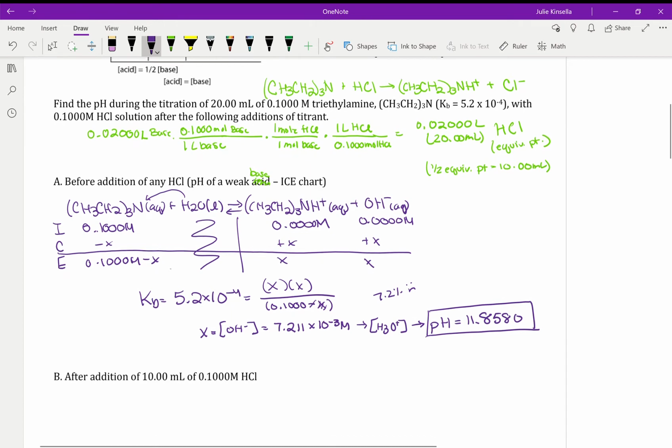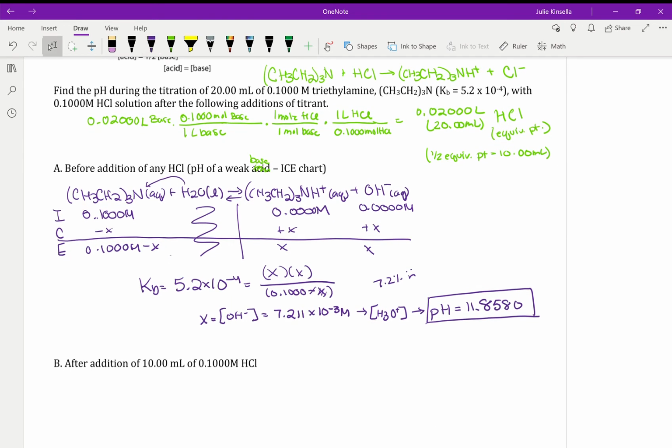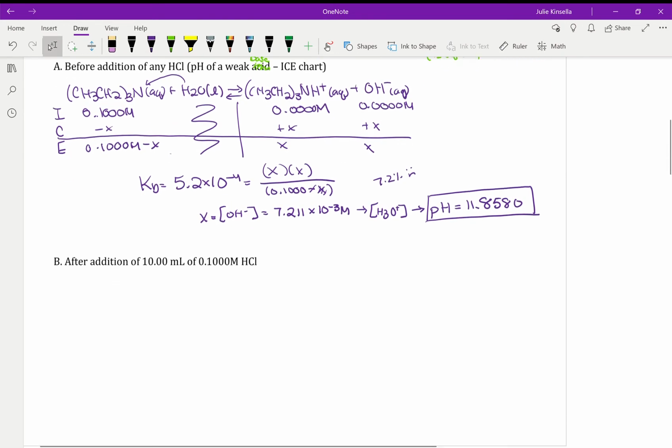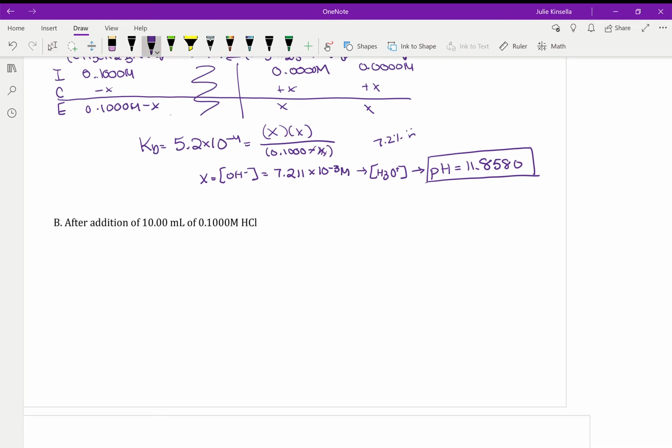All right, at point B, it says after the addition of 10 milliliters of your 0.1 molar HCl. So this is at your half equivalence point. We can determine the pH based off of the pKa. We have the Kb right now, so we can get the Ka by taking the Kw and dividing by the Kb that was given to us. And when you plug that in, you get 1.9 times 10 to the negative 11.